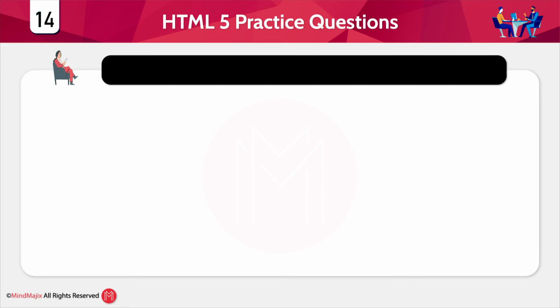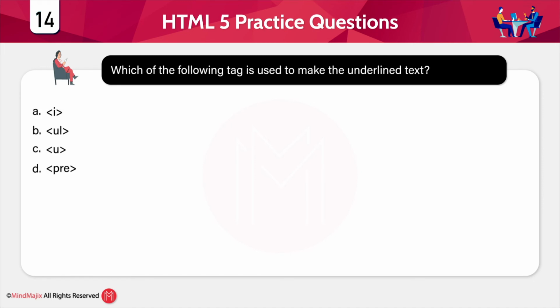What is the answer for the 13th question? Empty tag. Next question is, which of the following tags is used to make underlined text, guys? Underline means what? Either I tag. I tag is for what? To make the text in italic font. UL is for what? Unordered list, to list out the items.